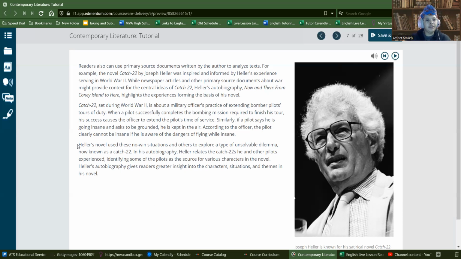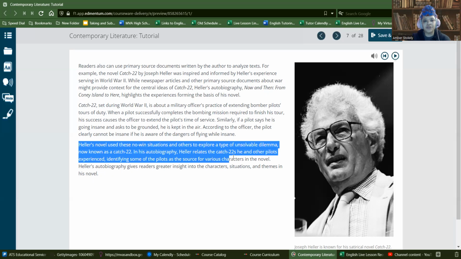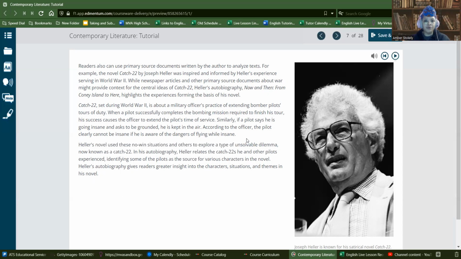It says here, Heller's novel used these no-win situations and others to explore a type of unsolvable dilemma, now known as the Catch-22. And in his autobiography, he relates the Catch-22s that he and other pilots experienced, identifying some of the pilots as the source for various characters in the novel. So you actually get to know about the people who inspired the characters in the novel if you read his autobiography. But you wouldn't get it just from reading secondary sources or documents of things that people have put together.